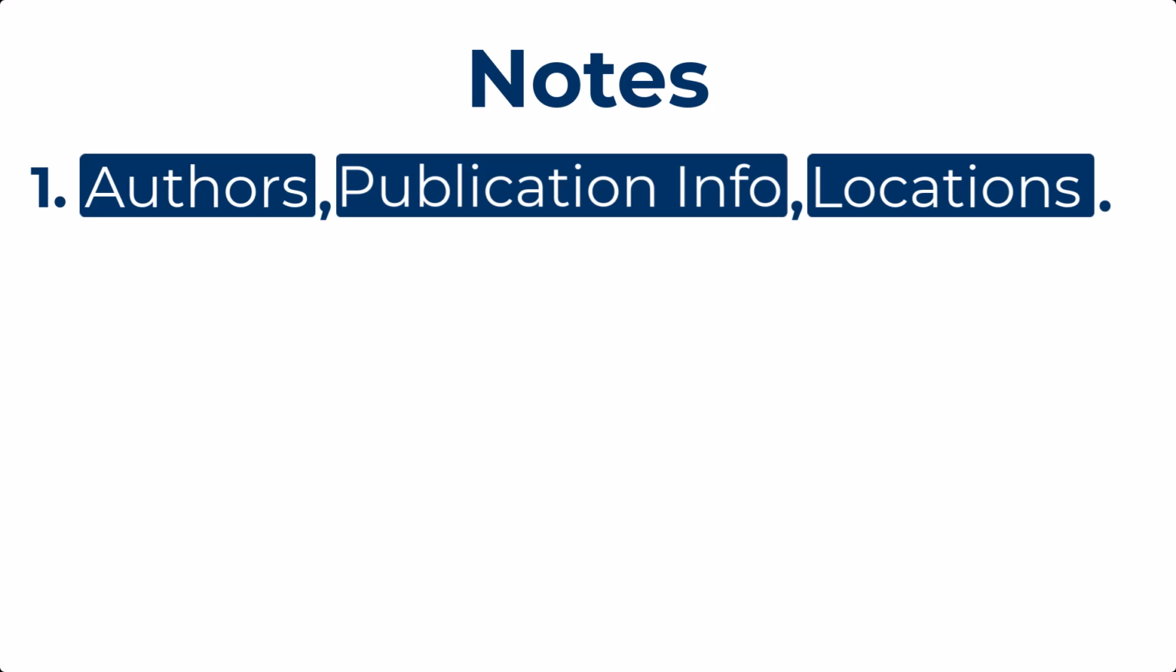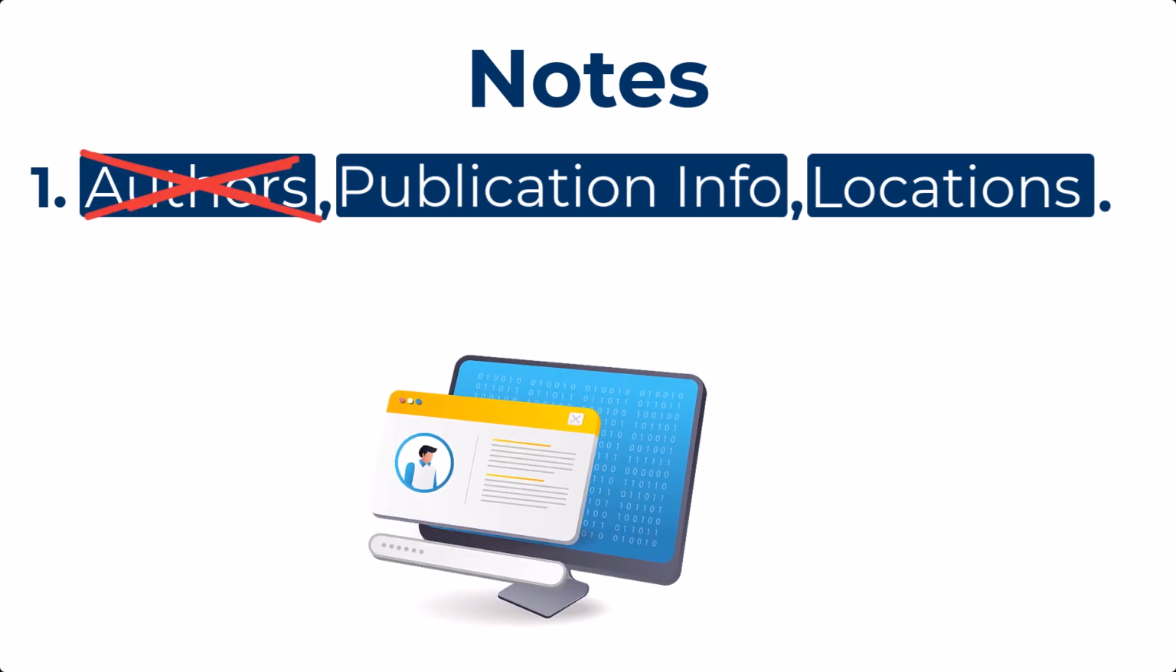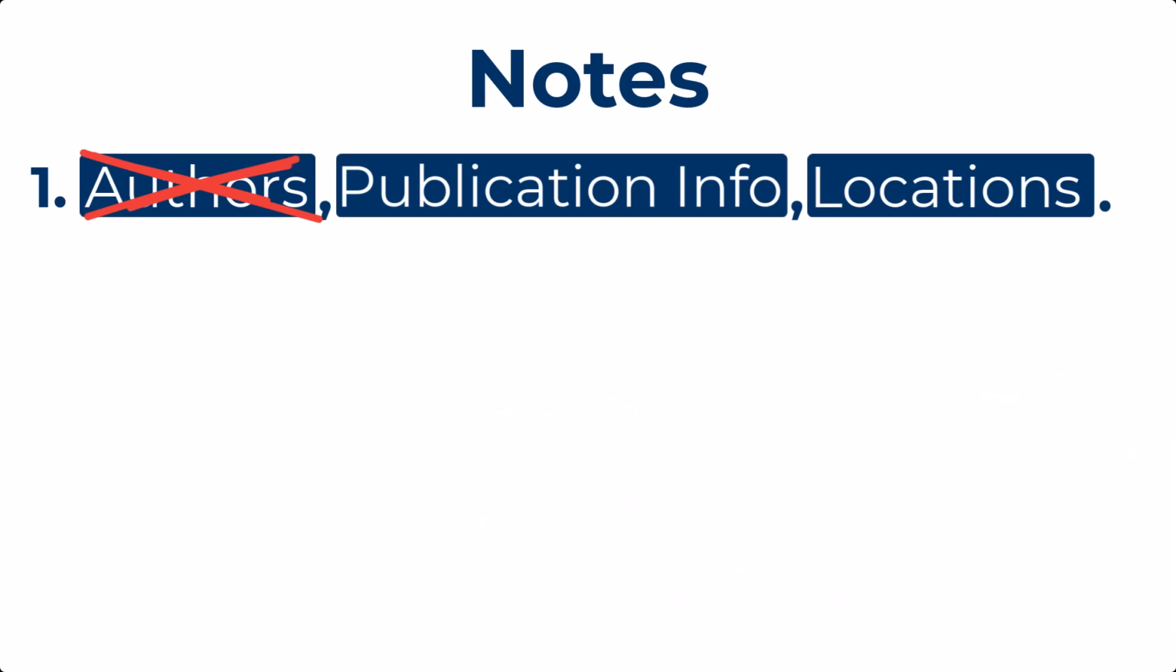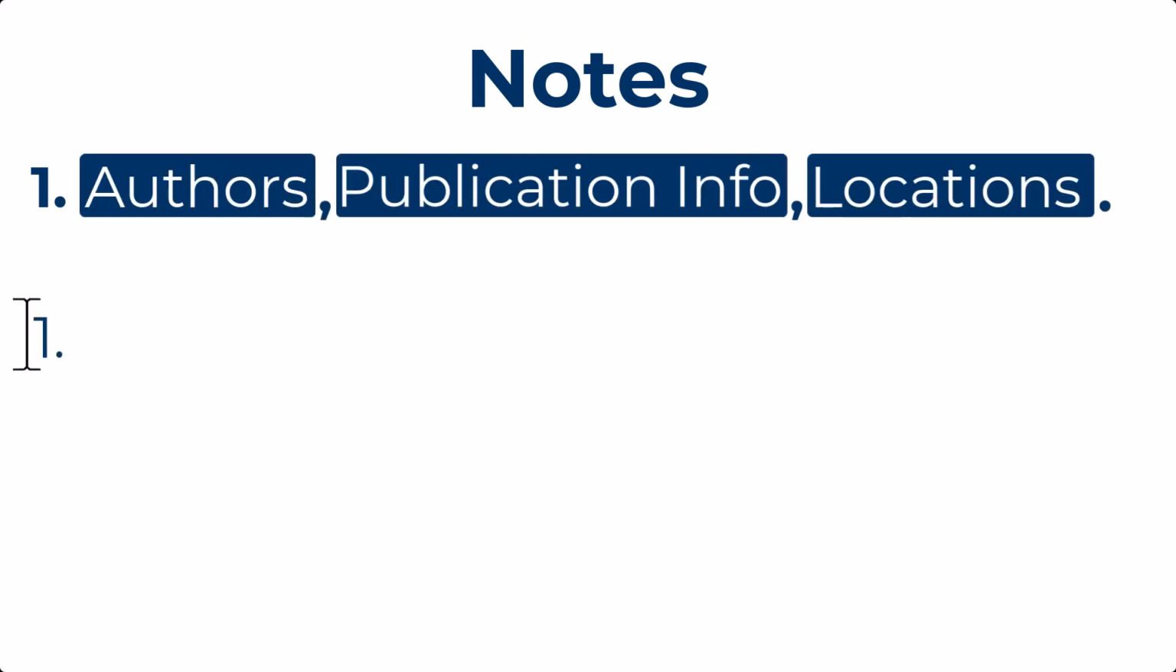But sometimes some sources don't list authors, and that's especially common with website articles. So what do you do in that case? Well, if an article lacks an author, just skip the authors section entirely and leave off the comma that would normally follow it. Instead, begin the note with the publication information. In this case, though, we'll start with the authors section.